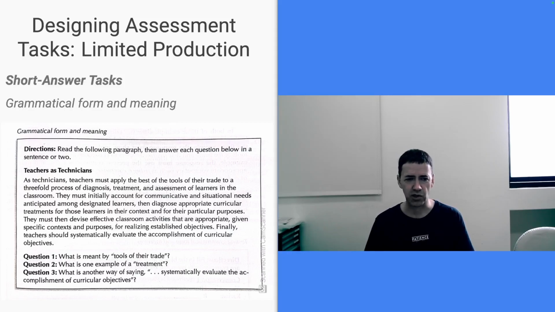So what is meant by tools of their trade? When they give you an example, when they give you their answer, then you evaluate the accuracy of the form. So it's like when I talked about in assessing speaking, maybe accuracy will be a small part of your rubric. In this case, the accuracy and the meaning and the pragmatic use grammatically are the whole thing. You're not really focused on the content as much, as long as the grammatical meaning is accurate.